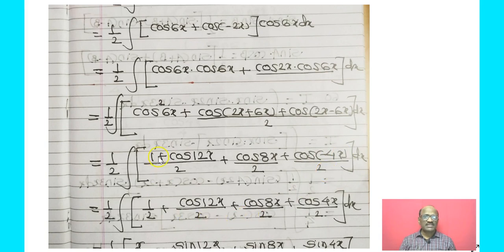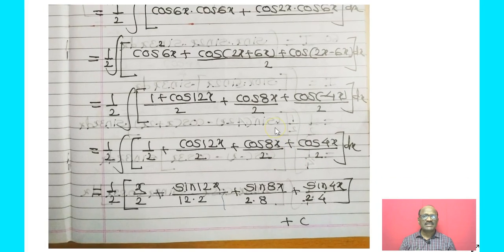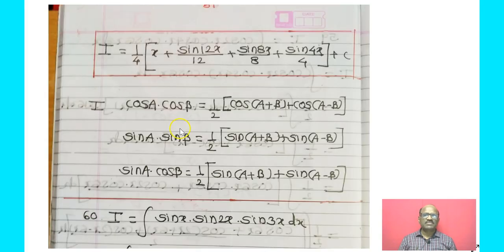That is we get 1 upon 2 into cos of 12x upon 2 plus cos of 8x upon 2 plus cos of 4x upon 2 dx, and its integral is 1 upon 2, means x by 2. Cos of 12x, its integral is sin of 12x upon 12 into 2. Cos of 8x, its integral is sin of 8x upon 2 into 8, plus sin of 4x upon 2 into 4, plus c. Now after simplification you will get I is equal to 1 by 4 into x plus sin of 12x upon 12, sin of 8x upon 8 and sin of 4x upon 4, plus c.